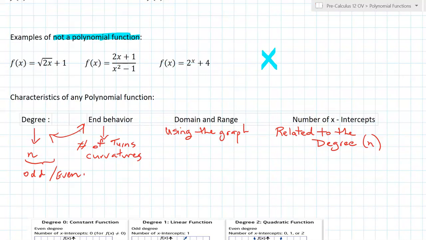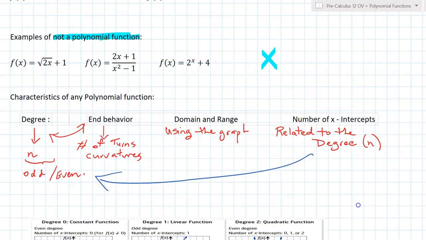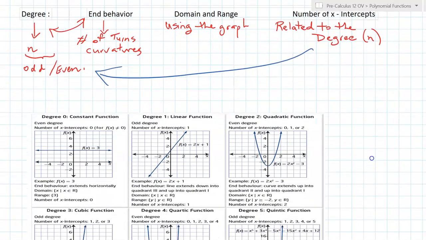All right, and then we're going to talk about that, and that also is very closely related to the degree of the polynomial. They're all related, okay? Those 3 are really related to each other. All right, now look at some of these examples.